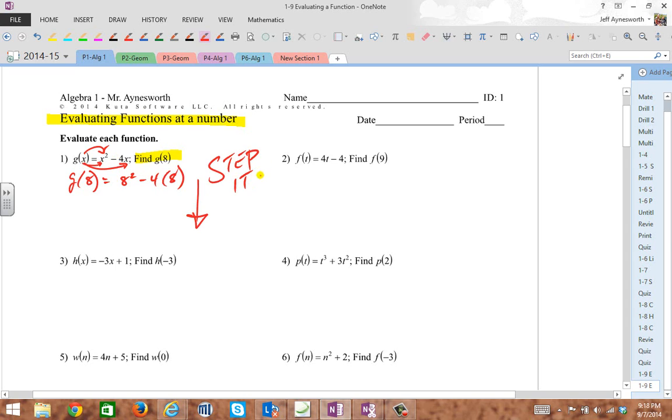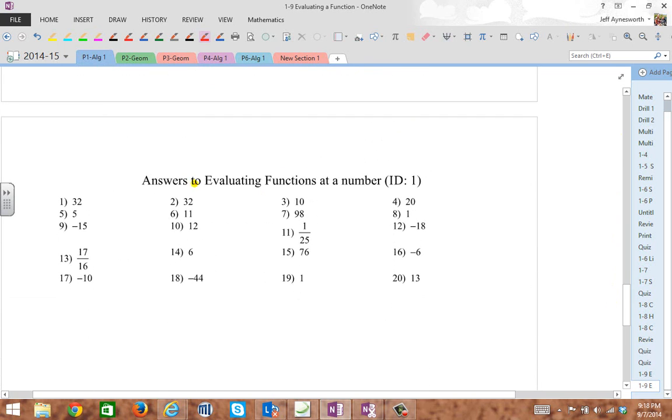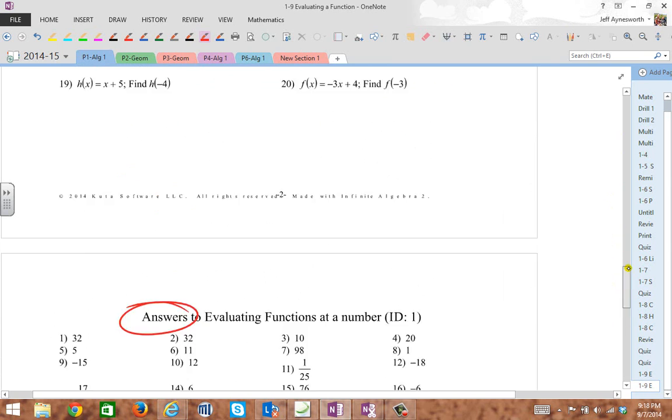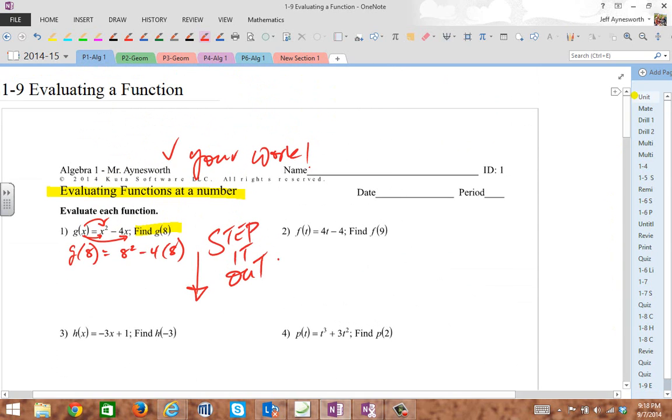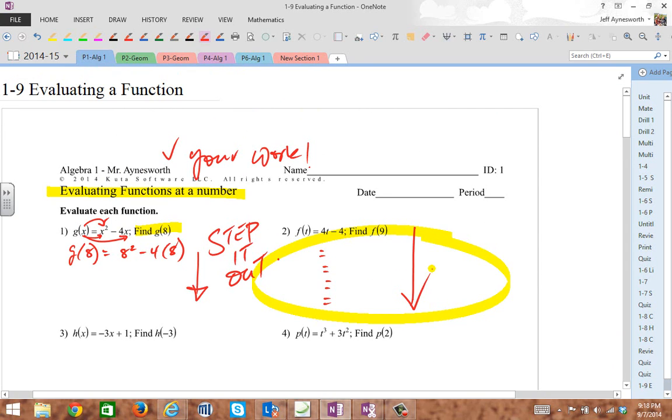Step it out, do your best, and then always check your work. And you're probably going to say, hey, how? Well, let me see. Did I include the answers? Yes, I did. It's on the last page. So make sure you check your work and step it out. I want to see this entire area just filled with step, step, step. Equal, all these steps, and step it out. Do your best and check your work as you go.